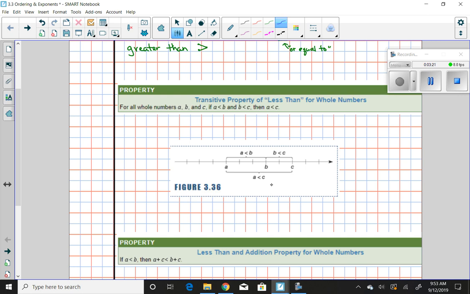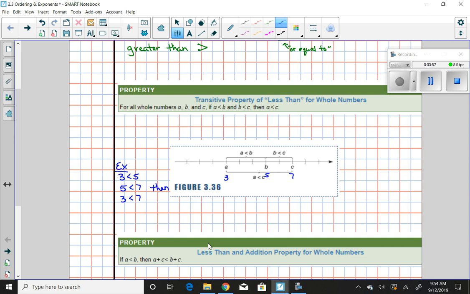Okay? If we maybe put an example over here, and we say 3 is less than 5, right? I could put a 3 here, and I could put a 5 here. Don't worry about the number line not matching up. That's not the point. 3 is less than 5, and we know that 5 is less than 7, right? Then we know that 3 must be less than 7. And sure enough, you can see that it is, right? On the number line, you can tell. Transitive property.